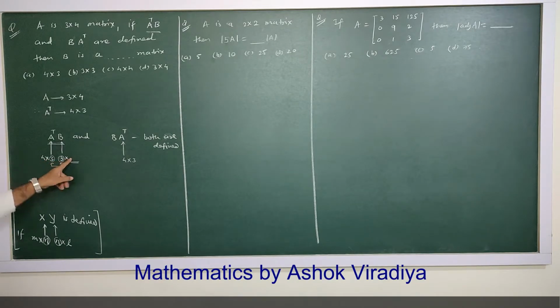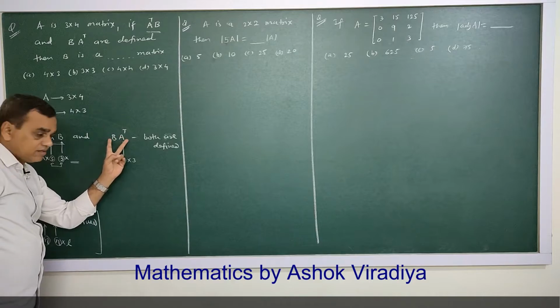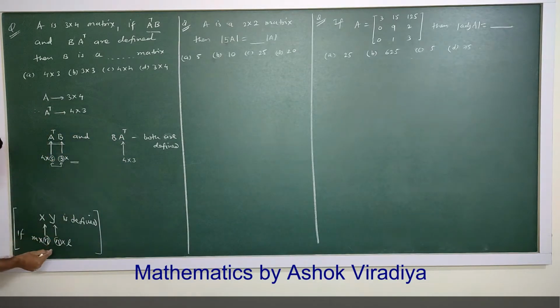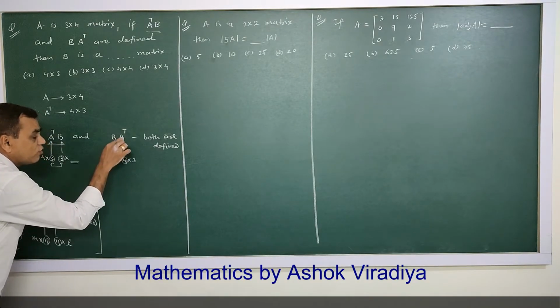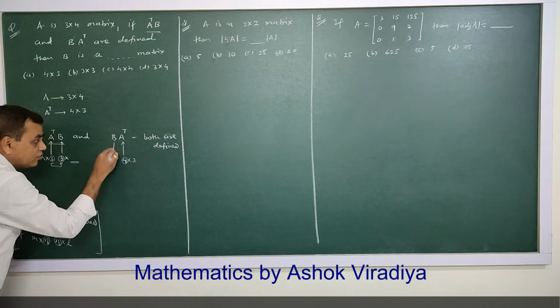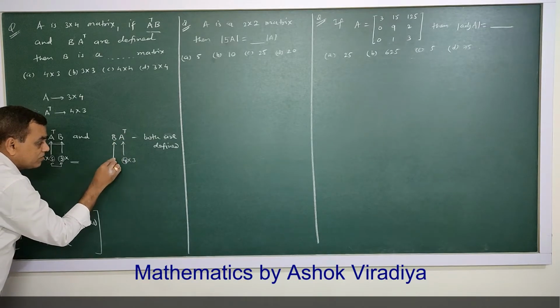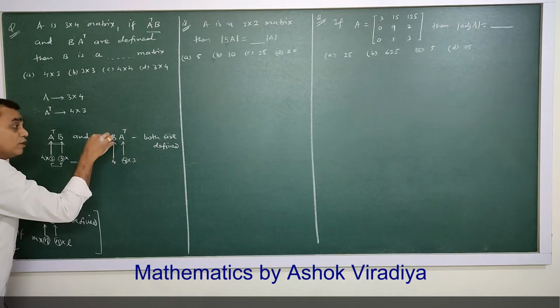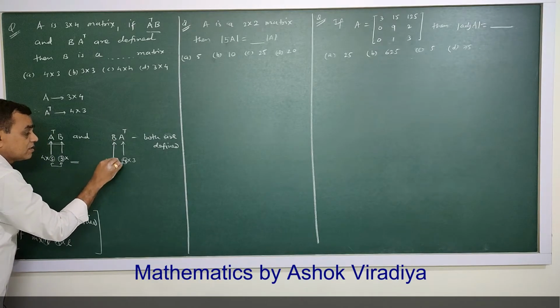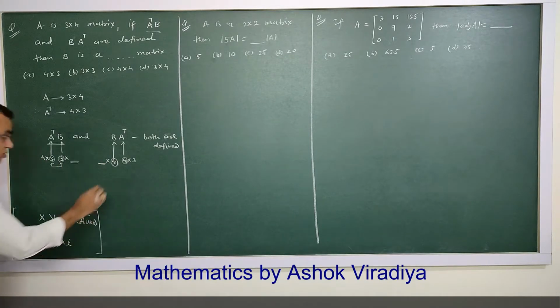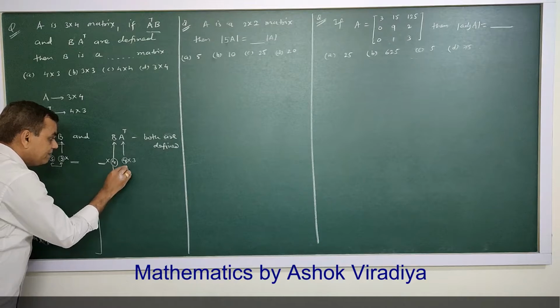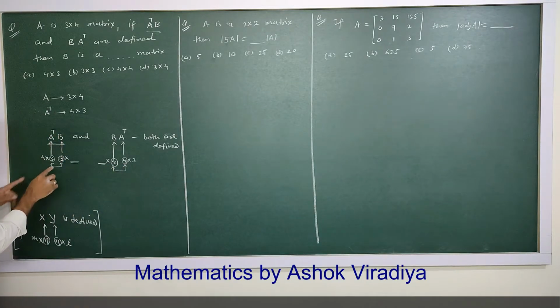But we are also given that this is also defined. So here as per this rule, this number is n, this number should also be n. So here this is 4. This is 4, the number of rows in the second matrix. So it should be same. This number should be the same as the number of columns in the first matrix. Here I keep space. So this product is defined if these two numbers are same.